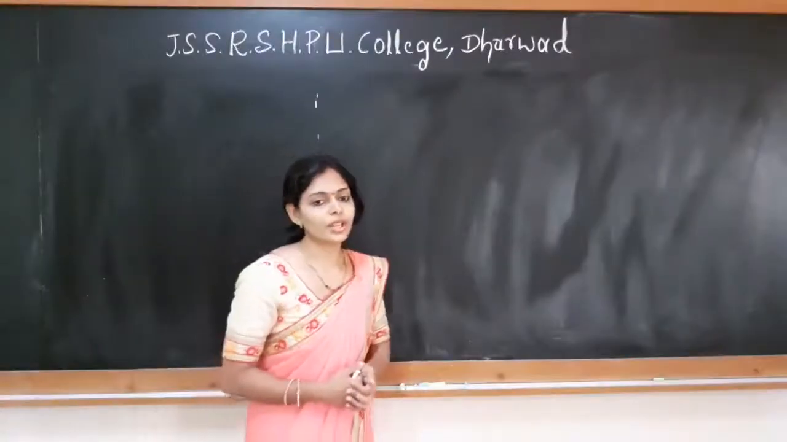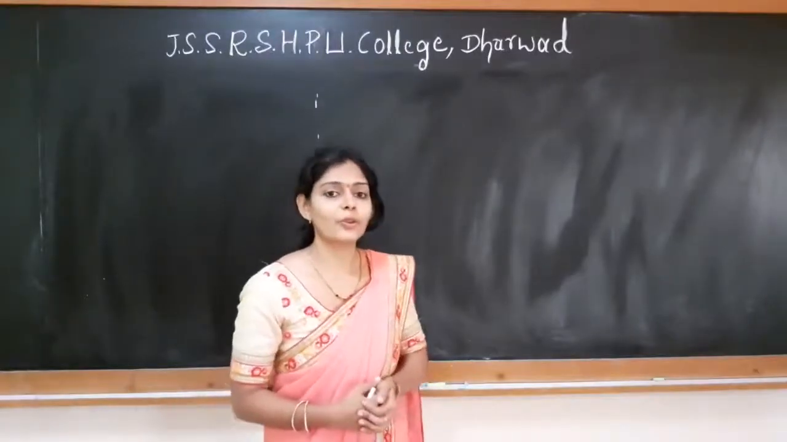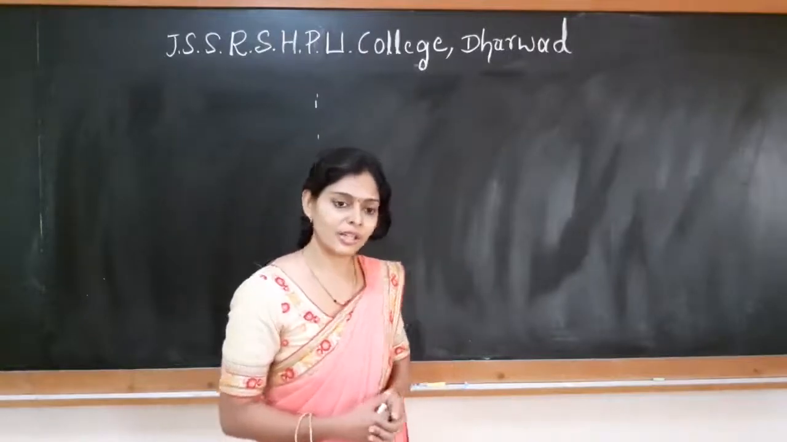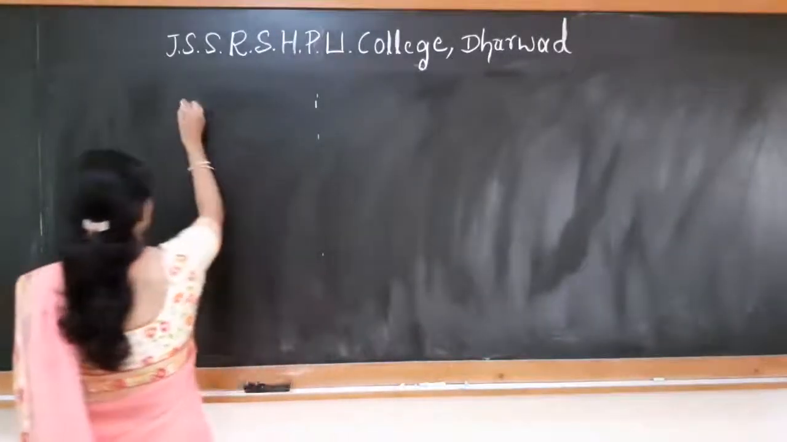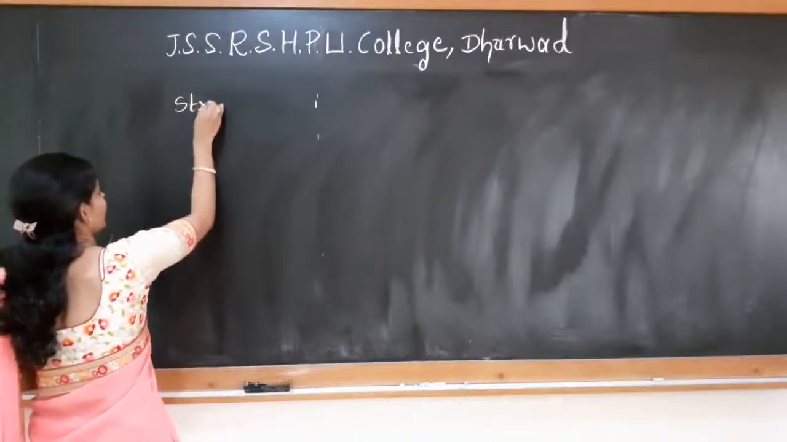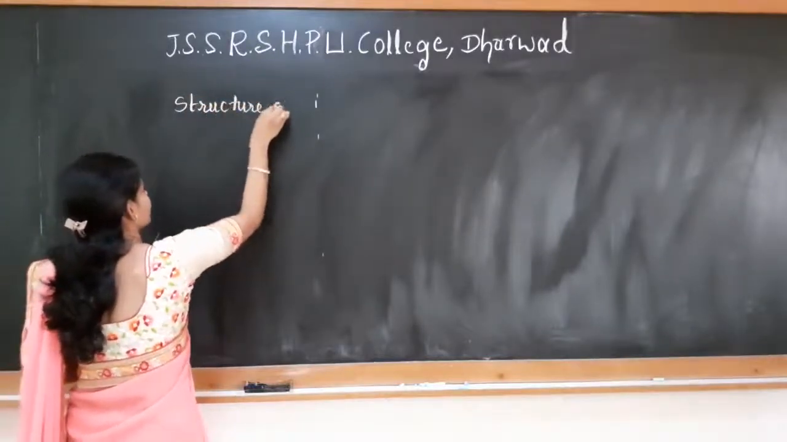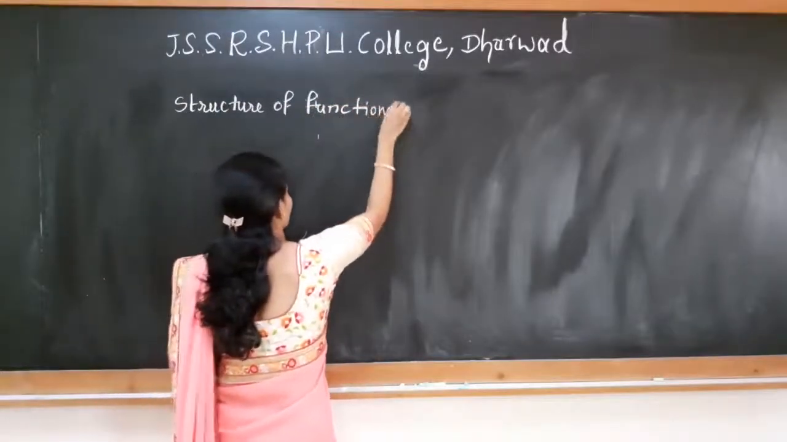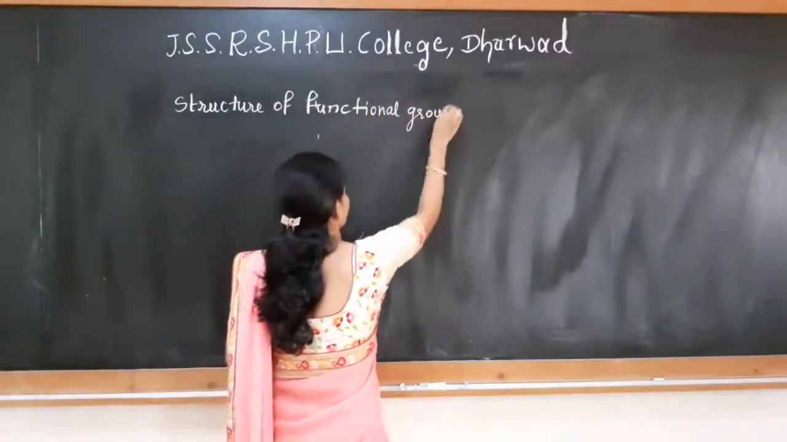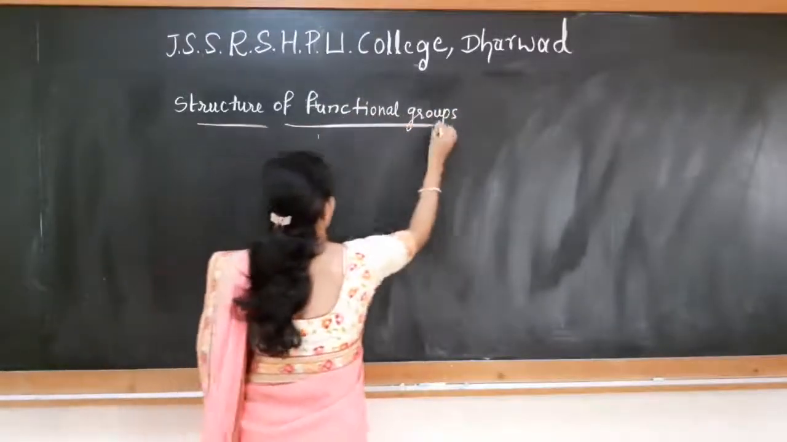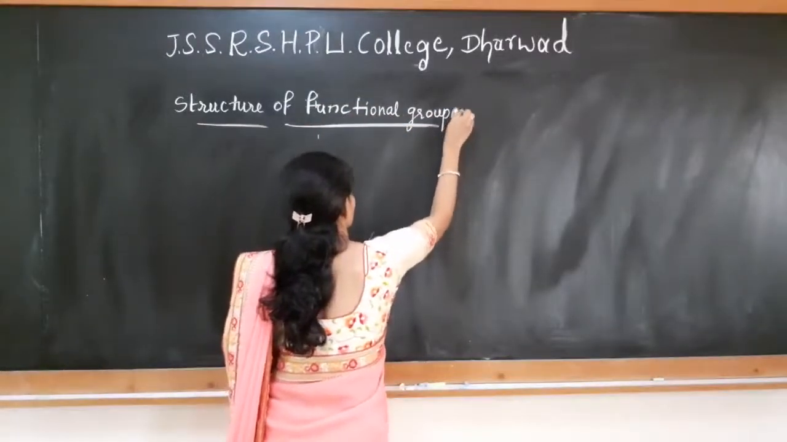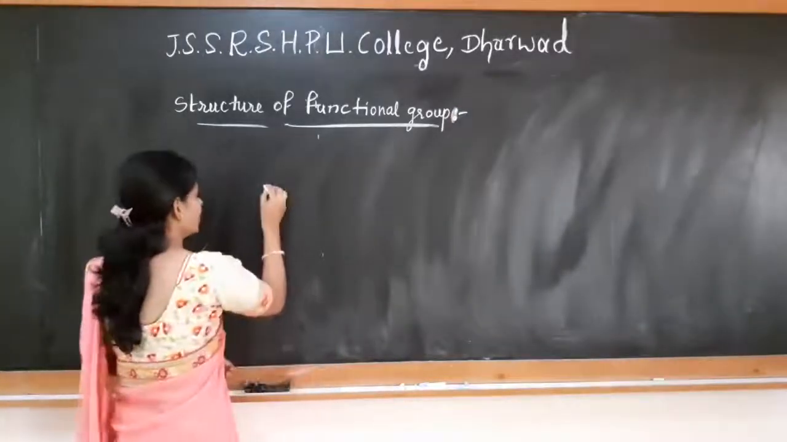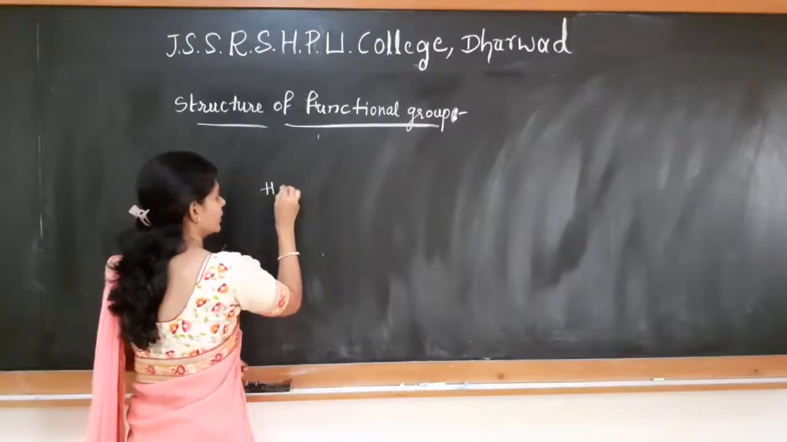Today we are going to discuss the structure of the functional group, that is alcohol. Then we go for the methods of preparation of alcohols. So the first point is structure of functional groups. Structure of functional group.